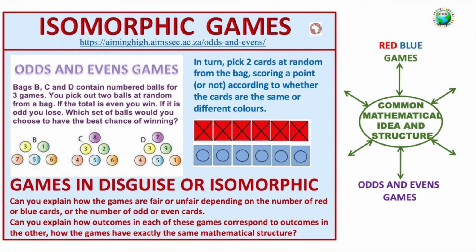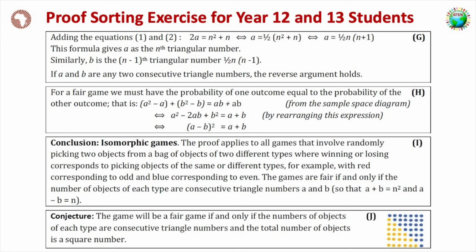And so the conclusion is, for isomorphic games, the proof applies to all games that involve randomly picking two objects from a bag of objects of two different types, where winning or losing corresponds to picking objects of the same or different types, for example, with red corresponding to odd and blue corresponding to even. Those are just examples, but all games of that sort are fair if and only if the number of objects of each type are consecutive triangle numbers, A and B, so that A plus B equals n squared, and A minus B equals n.